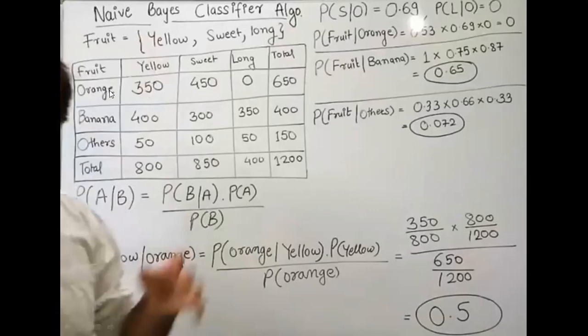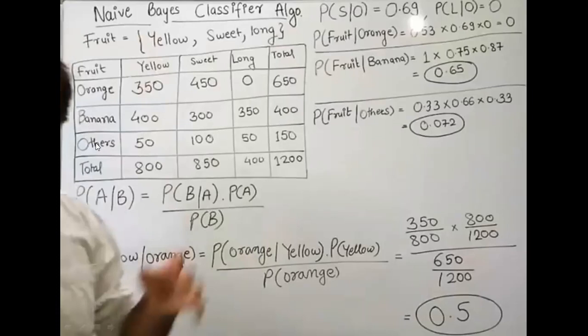And the total number of oranges is 650. It's not the addition of these values, it's the total number of oranges that I have, which is 650. In banana, yellow is 400, sweet is 300, and long is 350, since obviously a banana cannot be round, it's always long in shape. So this is a record in the data set, and the total number of bananas present with me is 400.